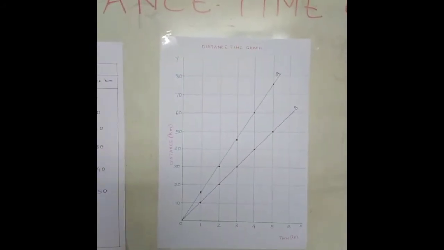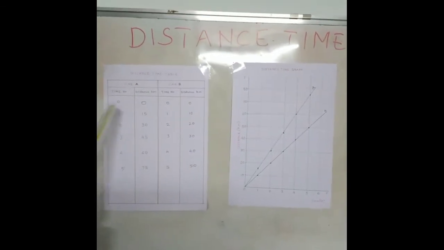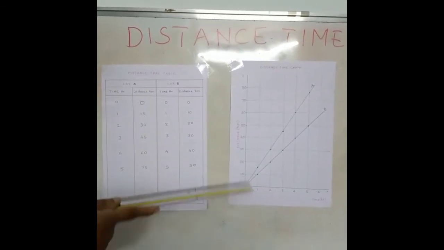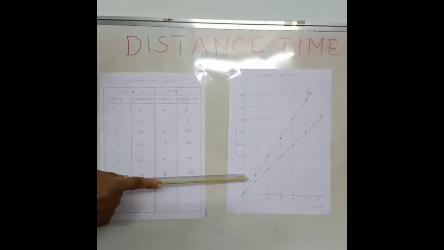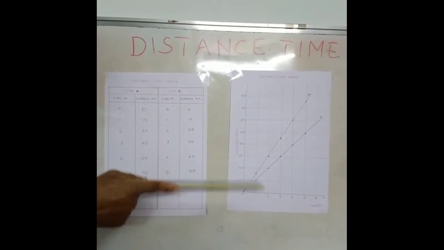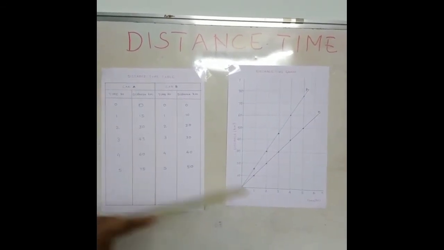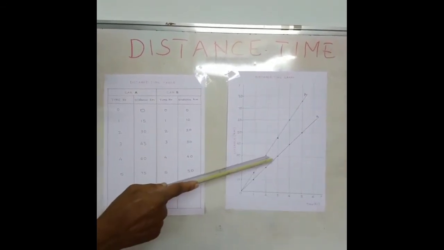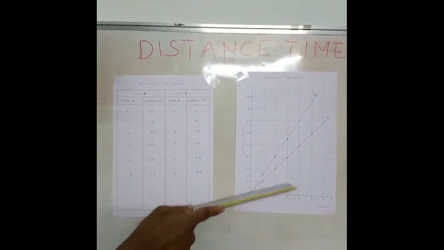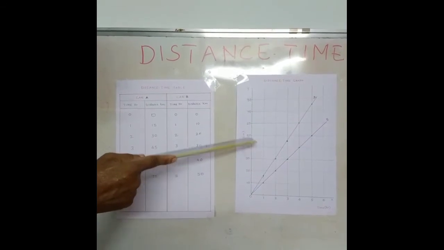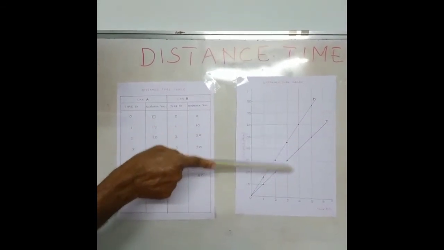Start 0, 0. This table 0, 0 here. And 1 and 15. 1 and 15 is the midpoint. This is 10, this is 20. So midpoint is 15. So draw here, and this is 15. This is 1 and 15. Then second point is 2 and 30. This is 2 and 30 here, no problem. Next is 3 and 45. This is 40, this is 50. So the midpoint is 45. This is 45 and 3.